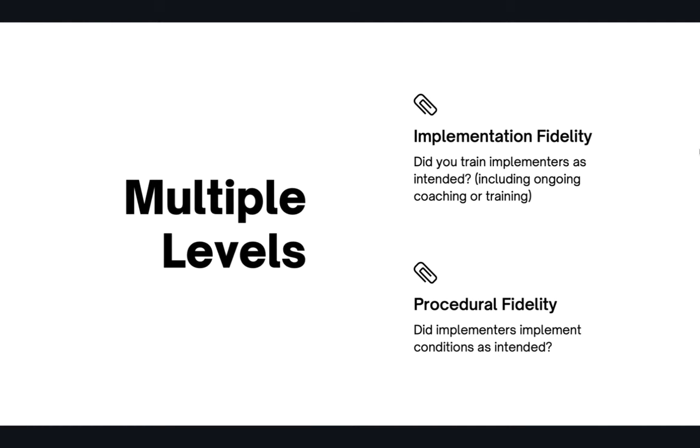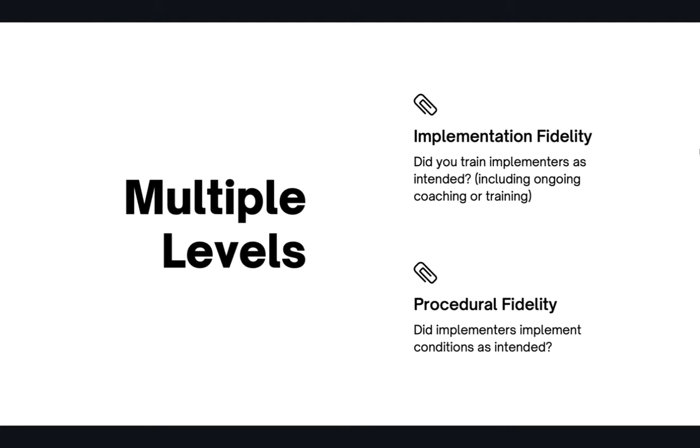So it's important, thinking about fidelity, to think about 2 levels when you're teaching adults and also measuring child behavior. One is implementation fidelity, which is, did we as researchers train the implementers as intended? So this could be just sort of an initial training, right? Did we conduct the training using the steps we said we would? But it could also include ongoing coaching.